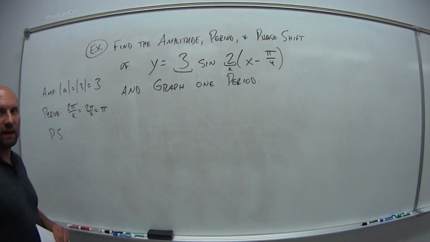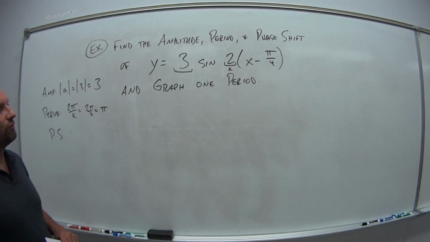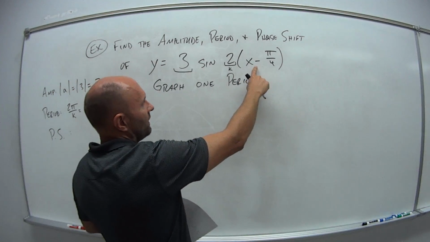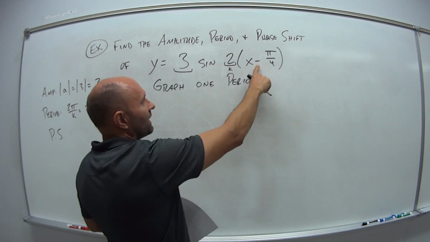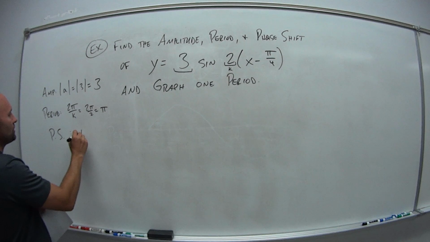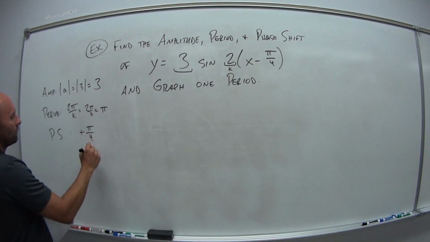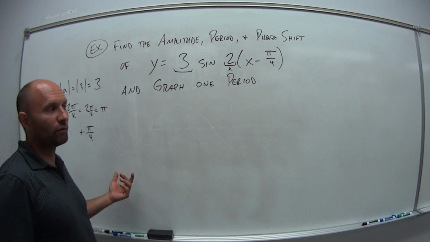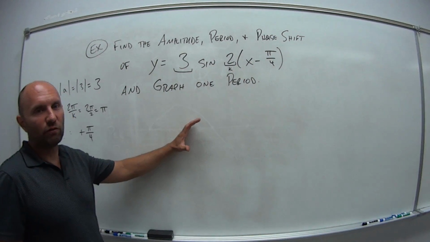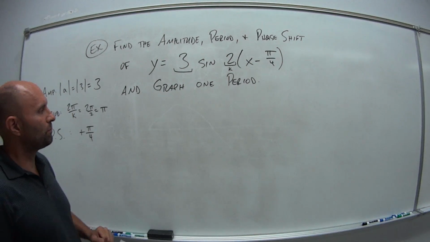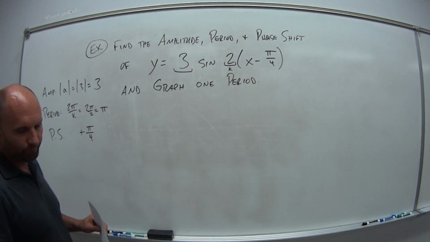And lastly, phase shift. So phase shift is my value of B. It's the opposite of what I see inside the parentheses. I see minus pi over 4. So my phase shift is plus pi over 4. So again, remember from our base example, we had plus pi over 3. It moved everything to the right, pi over 3 units. Well, now it's going to move everything to the right, pi over 4 units.